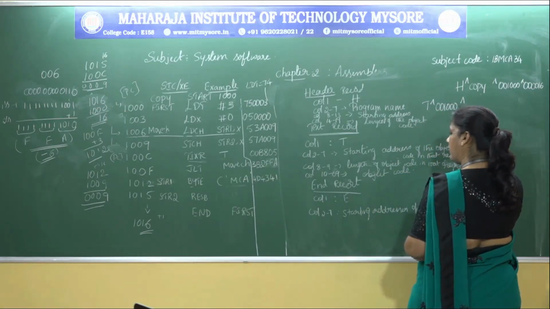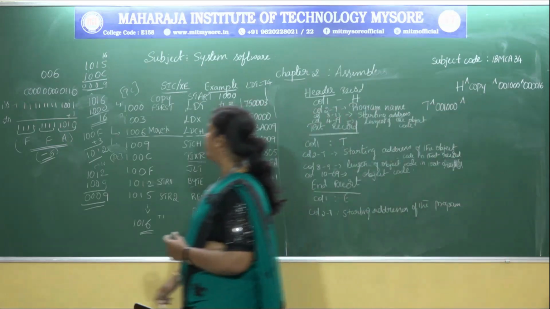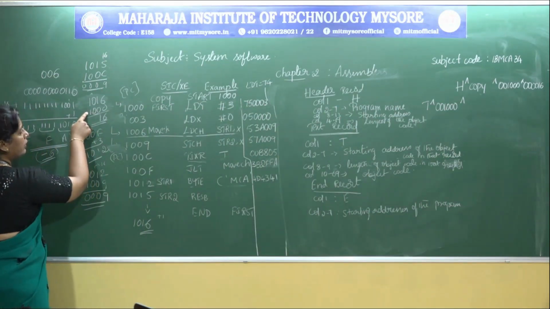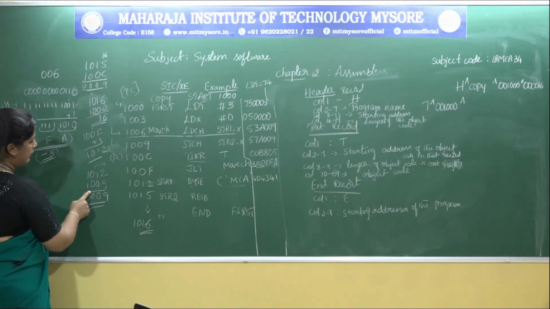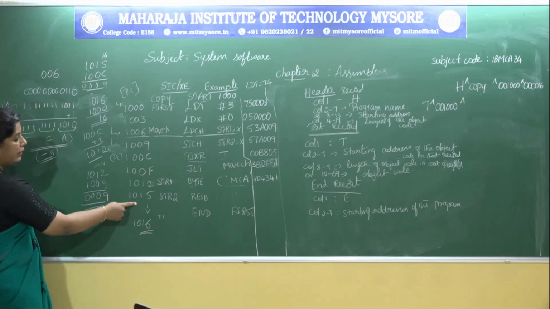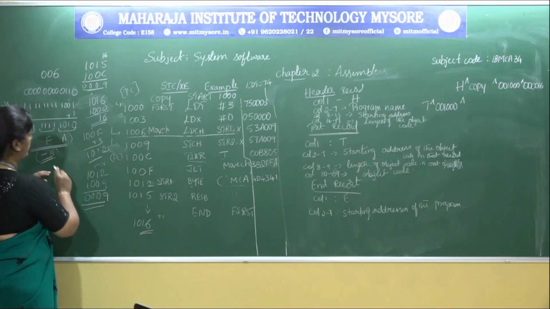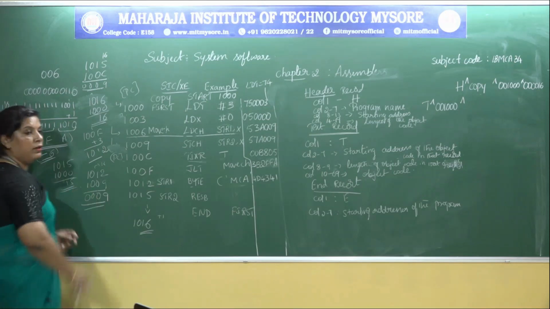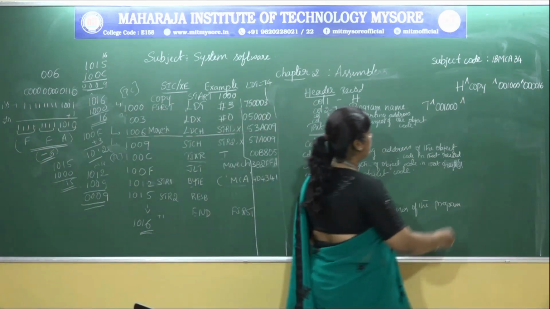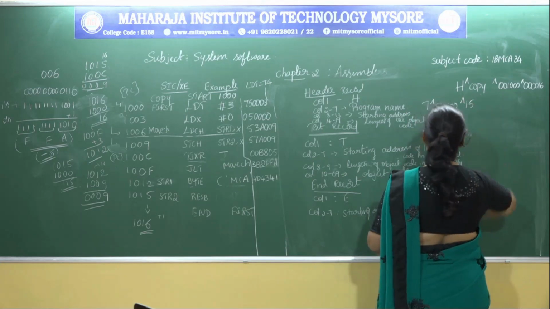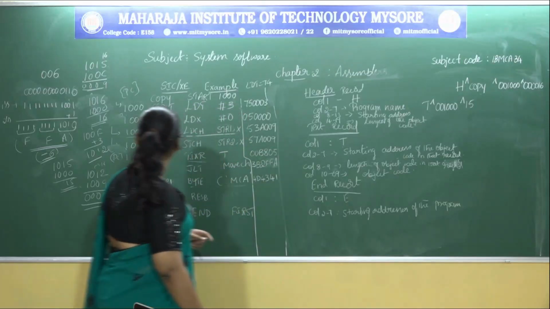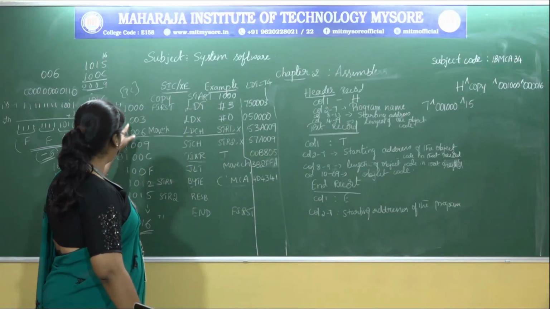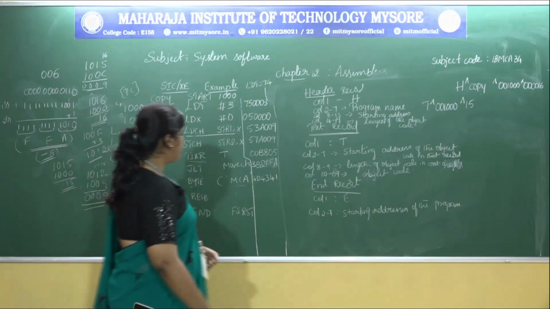The next field, columns 8 to 9, is the length of that record. To get the length, I need to consider the next program counter value: 1015 minus 1000. What is the length of that record? It is 15 bytes. 1015 minus 1000 is nothing but 15.